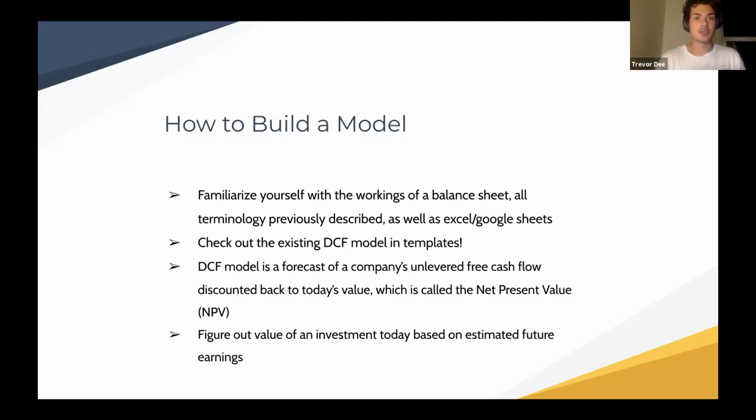Also, quick shout out, but the current DCF model in the template, if you can look back after this presentation, go through that by yourself, you should be able to at least connect some of the dots and start to fill in a little bit more of the picture of what a DCF model is. So essentially, a DCF model is a forecast of a company's unlevered free cash flow, brought back to today's value, to get the net present value. And then you figure out the value of an investment today based on estimated future earnings. So again, a lot of those assumptions, going back to Lathan, rely on your future predictions and how accurate those will be, which is why market conditions and maybe changing politics, changing interest rates, all add up in this model. Next slide.